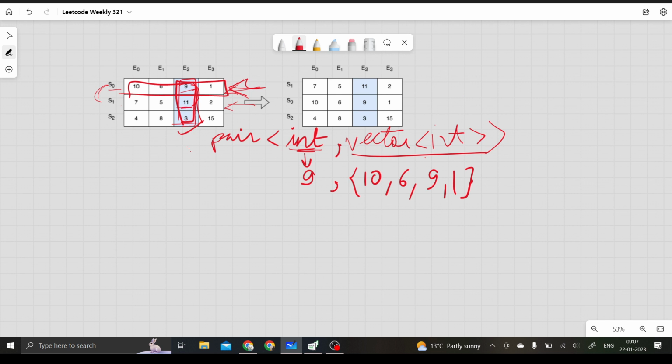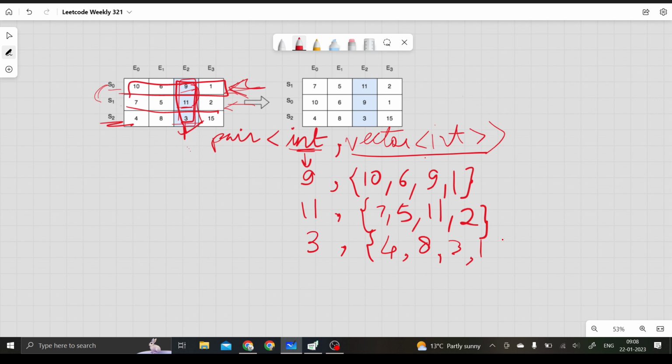The second value is 11, and we associate it with its row, so we get 7, 5, 11 and 2. The third value is 3, and we associate it with the third row. This is what our pair will look like. So this is actually a vector of pairs, where the pair is only this part, and we will create a vector of this pair type.